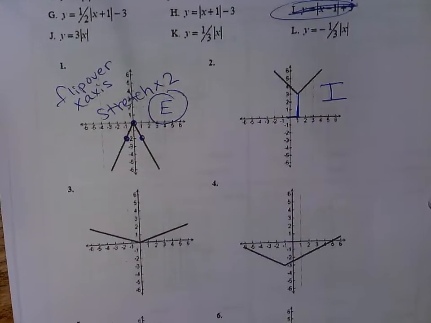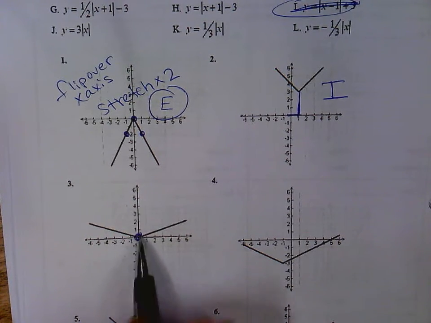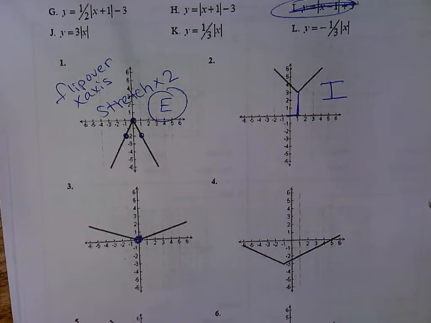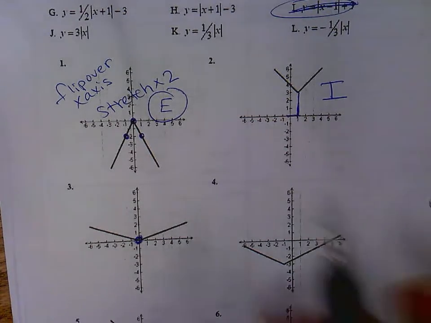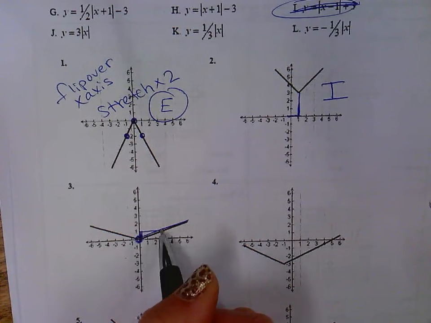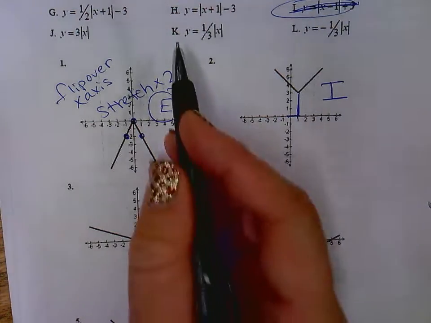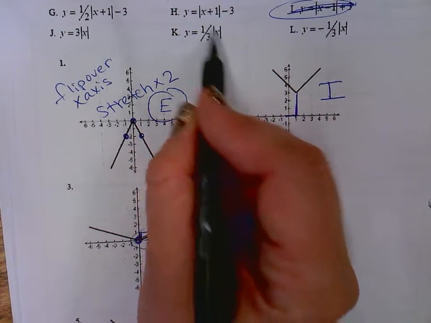Number 3 has not moved anywhere. See how it's still sitting at 0, 0? What's the only problem or change with number 3? It has been shrunk, right? It's up 1 over 3 now. So 1/3 as steep. Which one did you put for number 3? It looks like K. See how the 1/3 is sitting in front of the function?